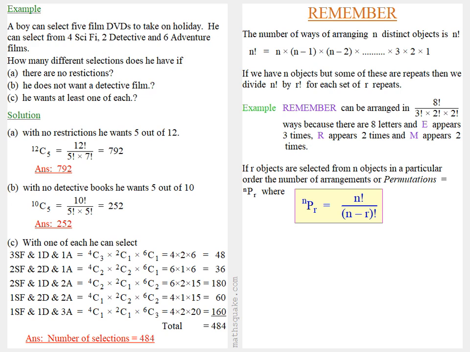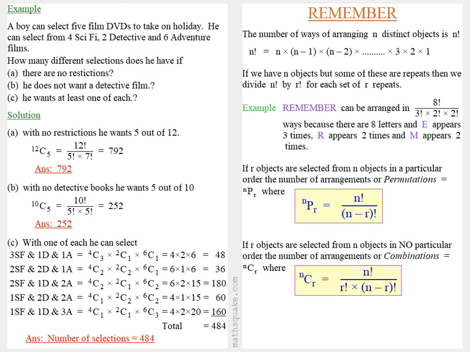Now, if r objects are selected from n objects in a particular order, the number of arrangements, or permutations, is equal to nPr, where nPr is equal to n factorial over n minus r factorial.